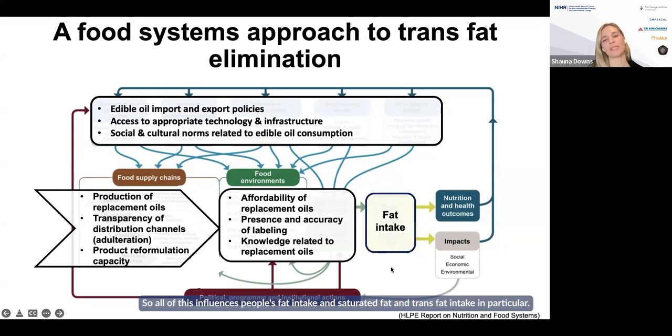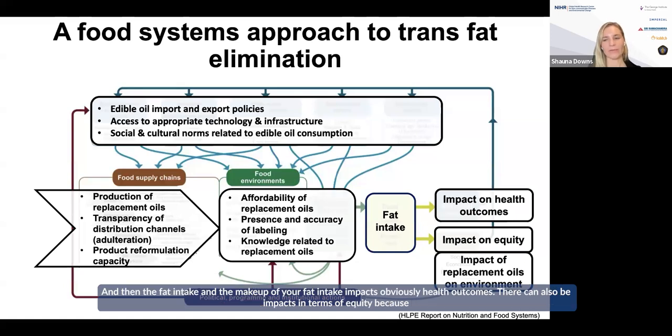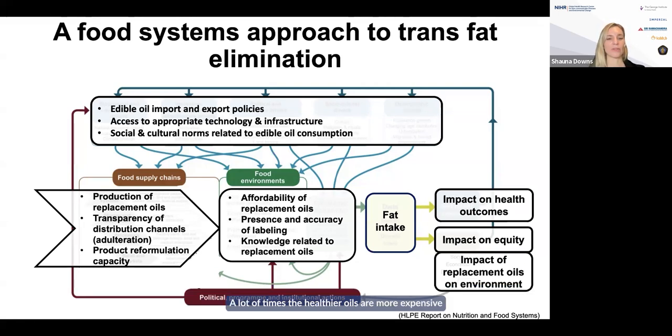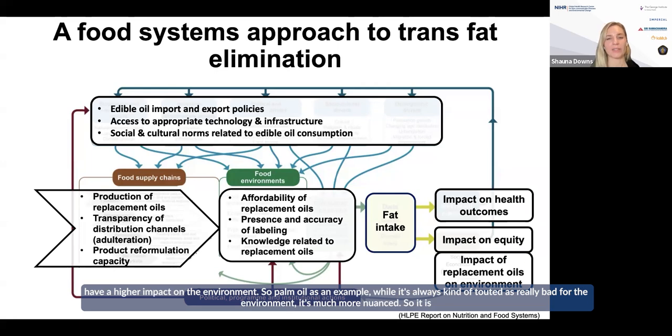So all of this influences people's fat intake, and saturated fat and trans fat intake in particular. And I say saturated fat as well as trans because a lot of times, like I said, the replacement oils are palm oil. And then the makeup of your fat intake impacts obviously health outcomes. There can also be impacts in terms of equity because a lot of times the healthier oils are more expensive. And then you might have also the impact of replacement oils on the environment. So maybe you're shifting to edible oils that have a higher impact on the environment.